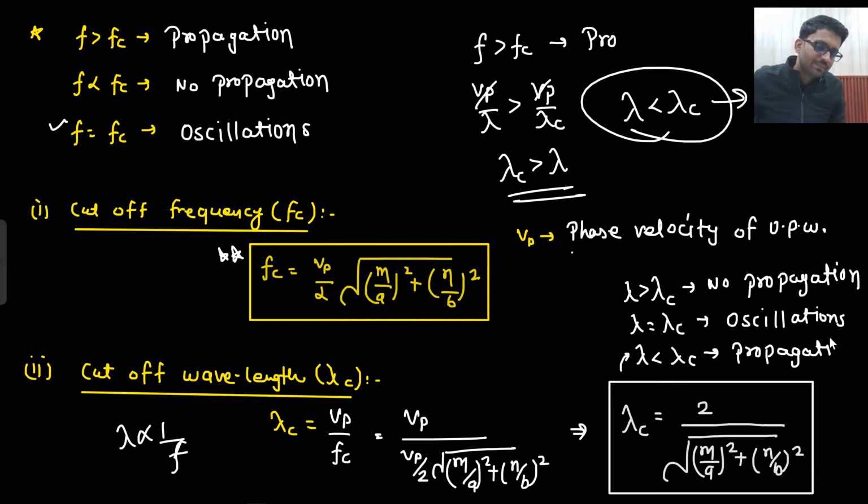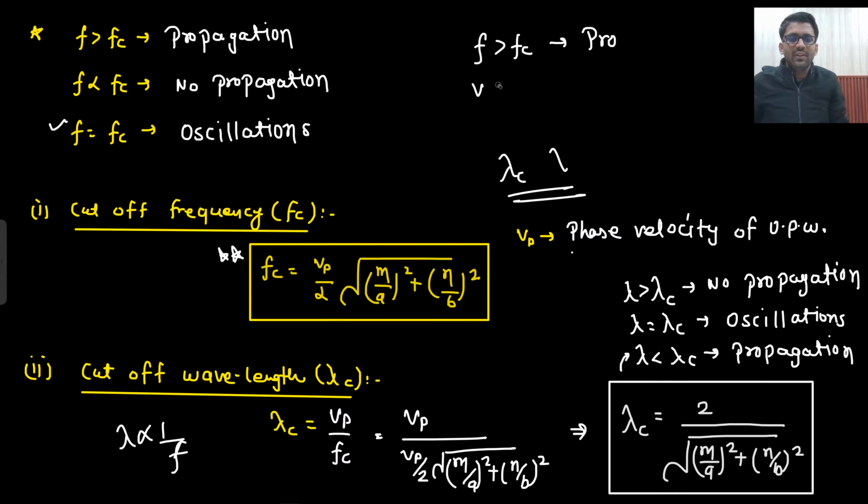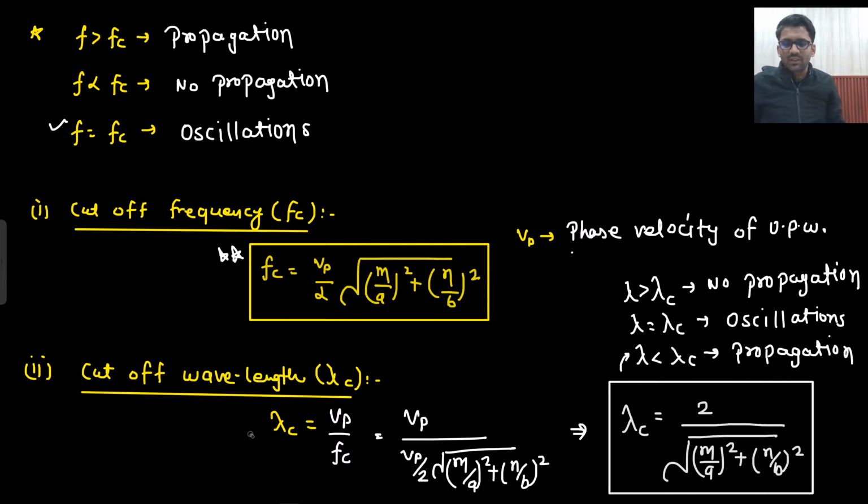So this conclusion also you can see. Very easy thing, very simple thing as well. So the lambda c formula you don't need to mug up, you only need to remember the fc formula, right? Okay.